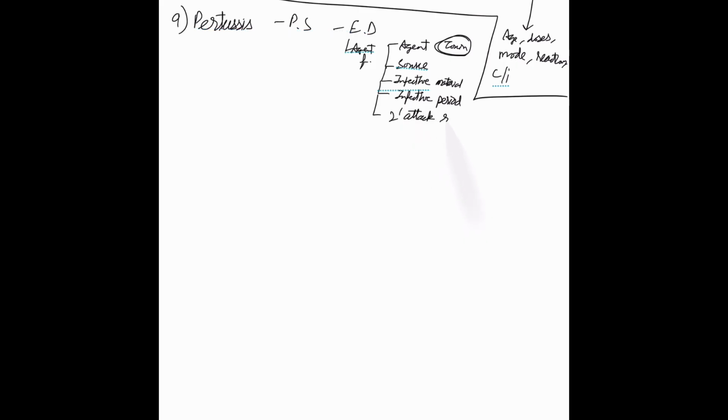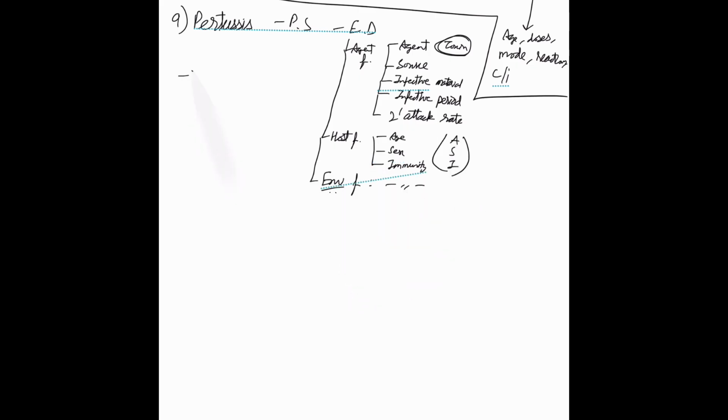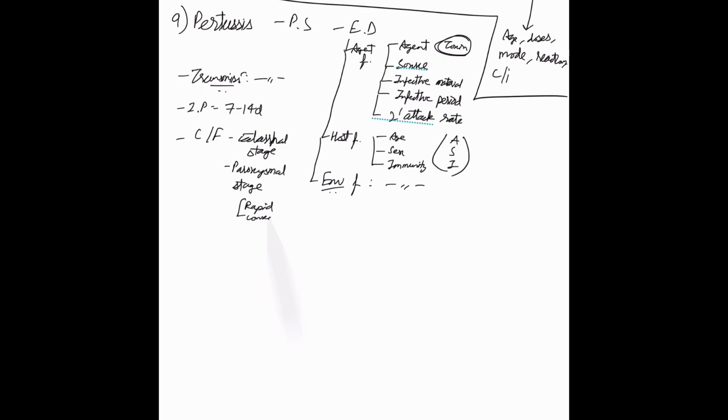Moving on to pertussis, we have the problem statement and the epidemiological determinants, agent factor as usual. This is also a toxin mediated disease. You should also know the source, infective material, infective period, and the secondary attack rate here. Host factors are the same: age, sex, immunity, and environmental factors. Transmission is also the same, droplets.